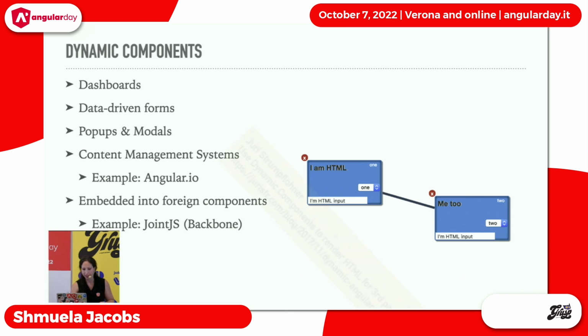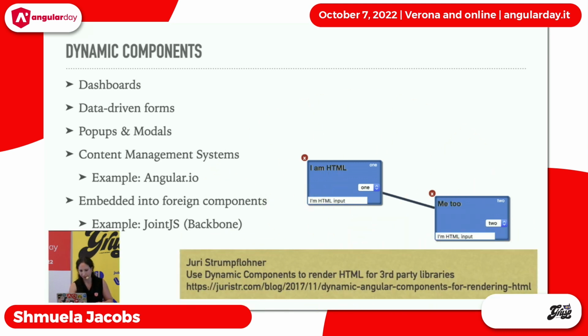And I have a reference from a few years ago by Yuri, who wrote about how to do this. He was doing an example with maps and adding Angular components inside the tooltips of the map. Okay.